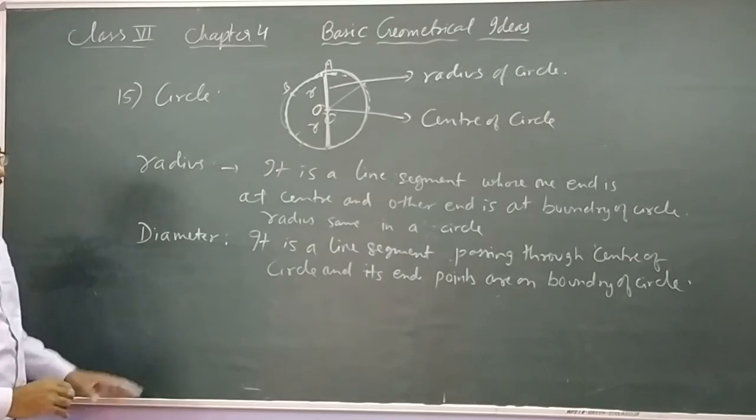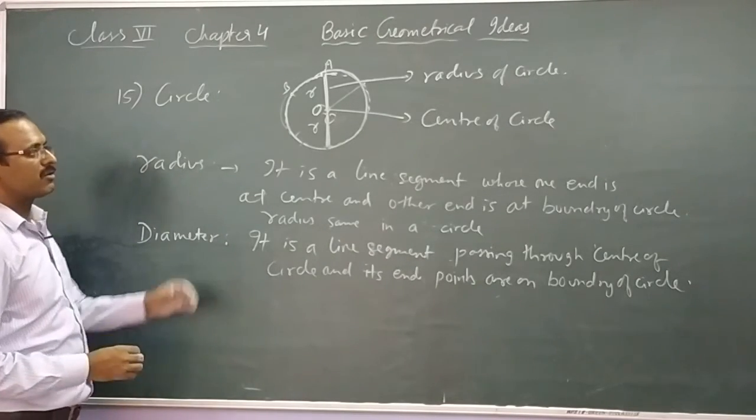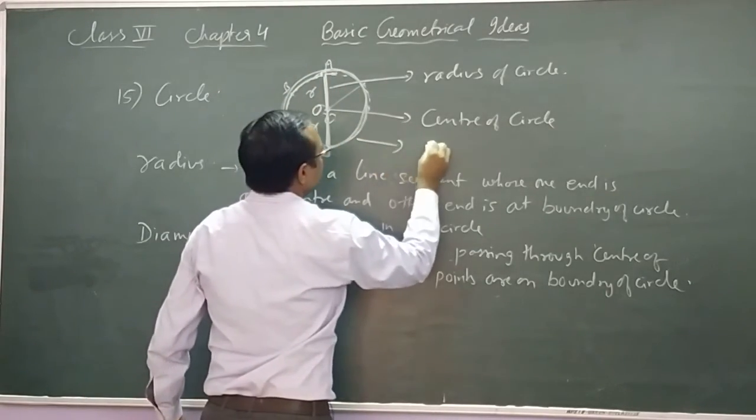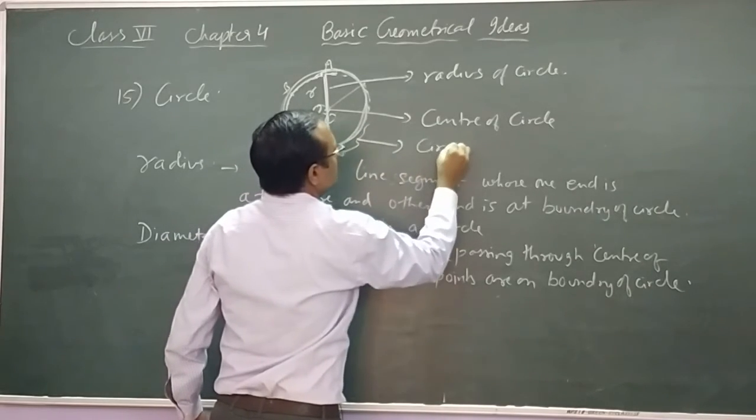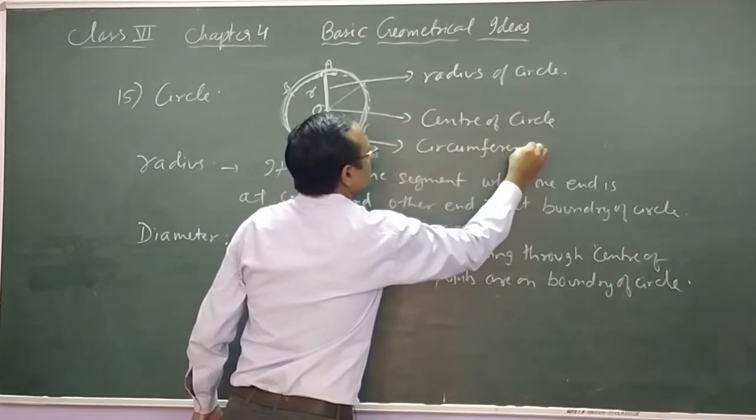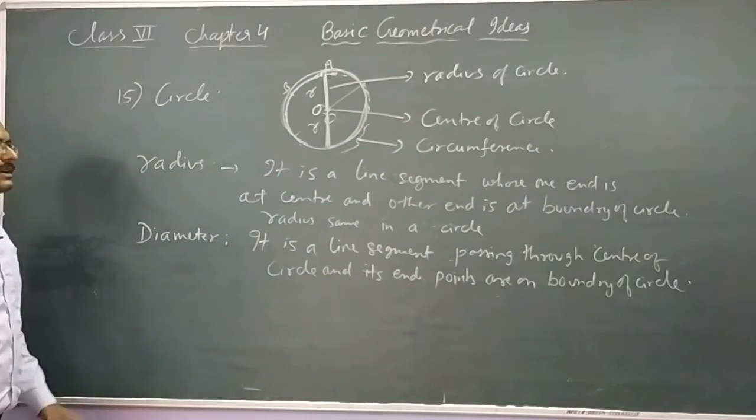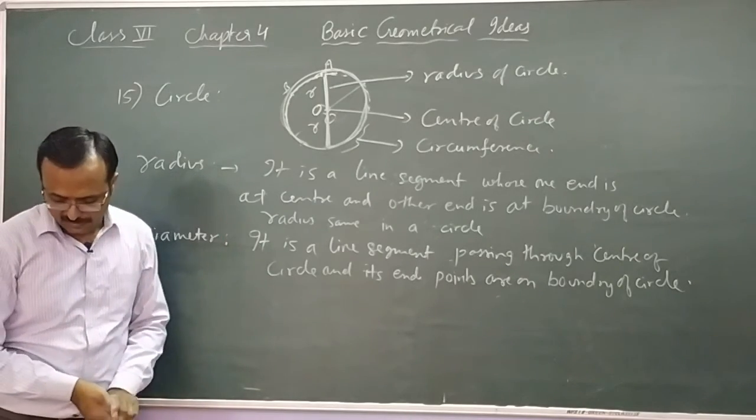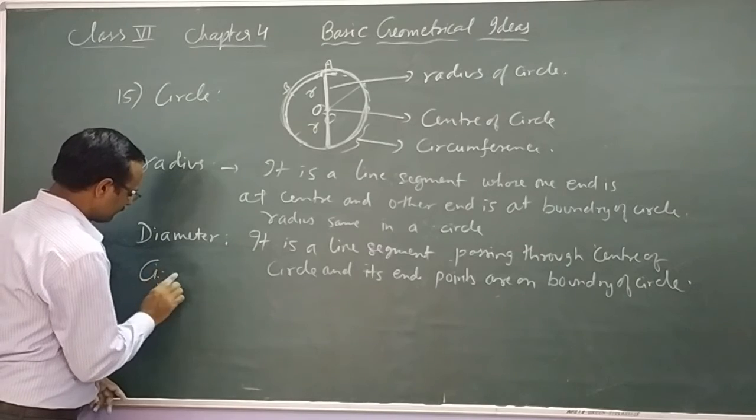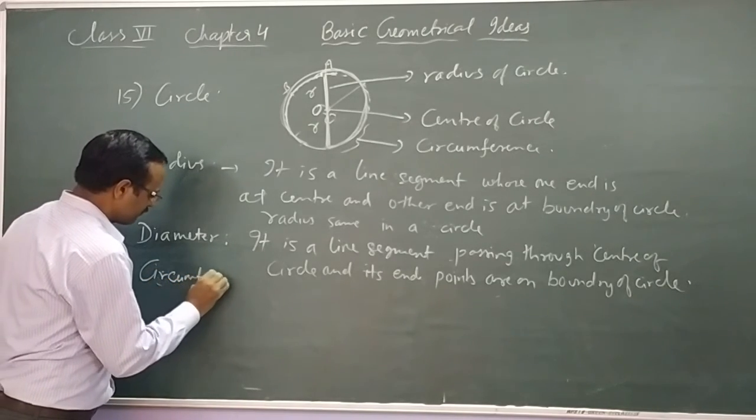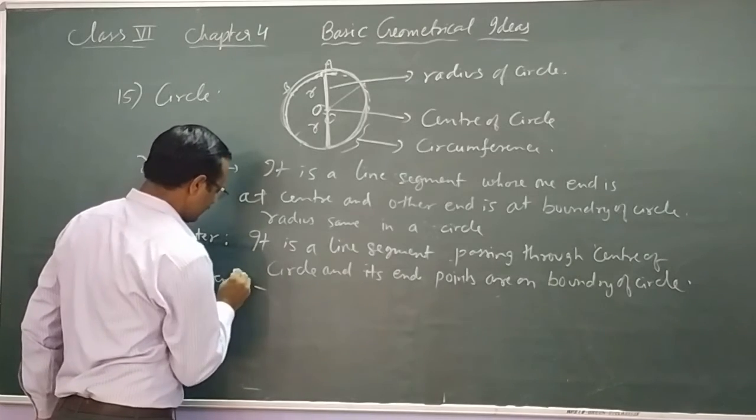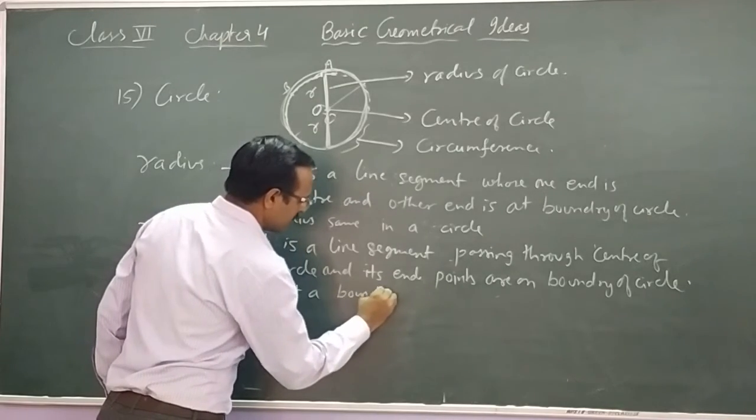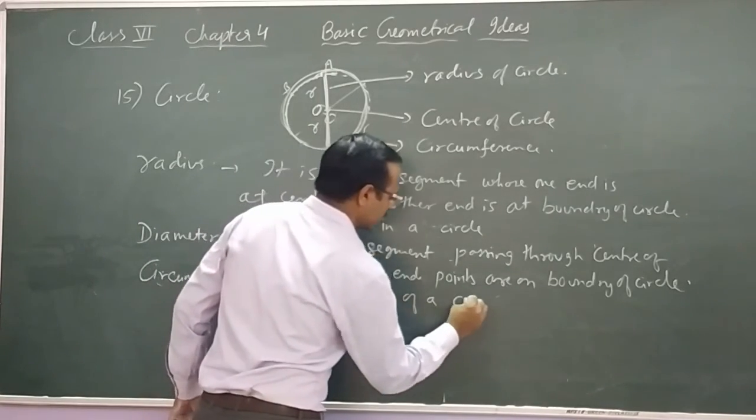Now you have seen many times the word boundary. What is the boundary called in the circle? This boundary is called in the circle as circumference. So what is the boundary? Boundary is the circumference of the circle. So circumference is the boundary of a circle.